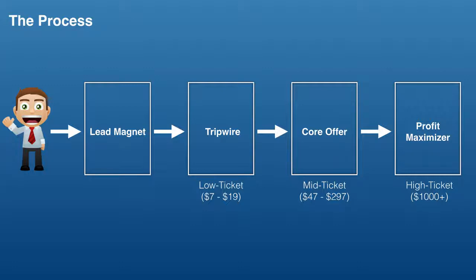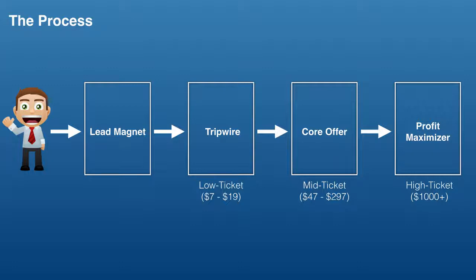Once they opt in, we automatically forward them to something called a tripwire product. A tripwire product is a low ticket item, typically around $7 to $19, and it's the first time we ask a potential customer for money. If your offer is a compelling product and you offer it for just a few bucks, lots of people will buy it.